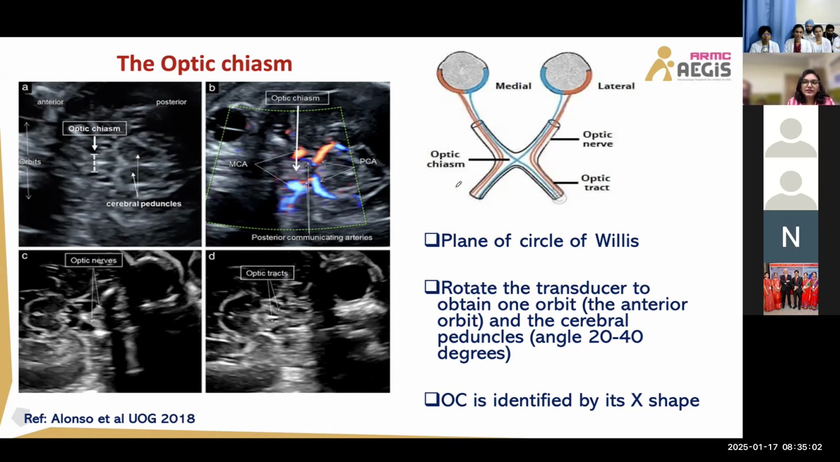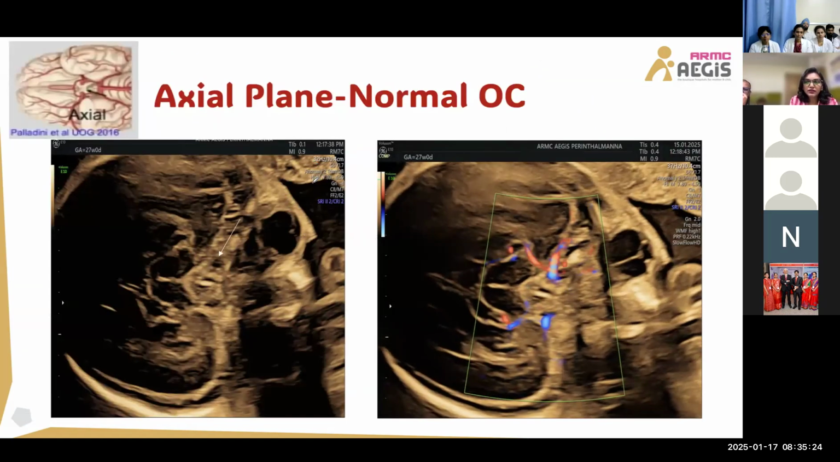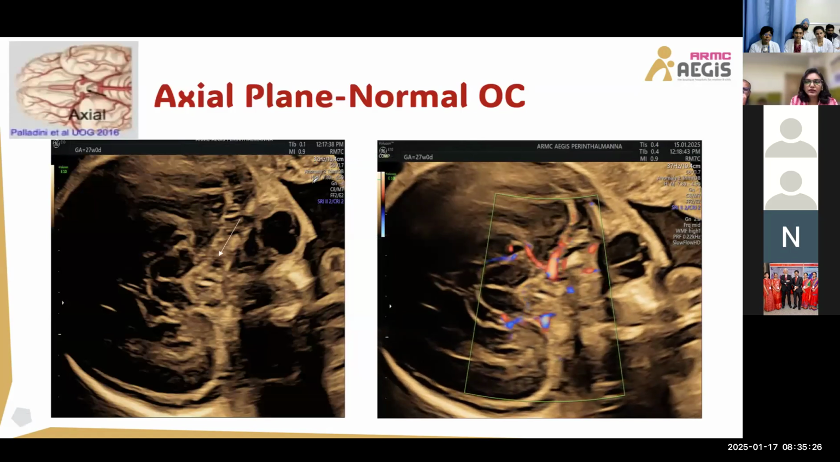So from our basic axial plane, we should rotate the transducer to obtain the anterior orbit and the cerebral peduncles. And here we can clearly see the optic chiasma just above the base of the skull and anterior to the cerebral peduncles. And if we switch on the color Doppler, it is clearly seen within the plane of the circle of Willis. So again, this is the image which we already saw.